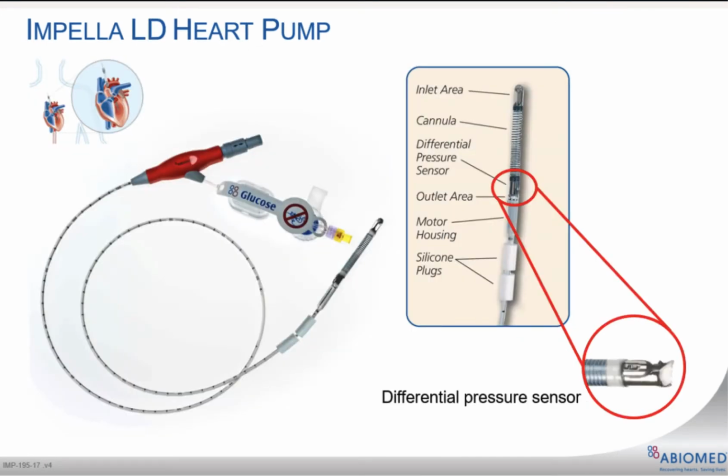This figure illustrates each component of the Impella LD device. Like the Impella 5.0 device, its key components include the inlet area, where blood is drawn into the cannula, the outlet area, where blood exits the cannula into the aorta, and the differential pressure sensor, which is used to monitor catheter position and calculate flow. There is no repositioning sheath on the Impella LD. These and other parts of the Impella LD heart pump are discussed in more detail in later courses in this training program.